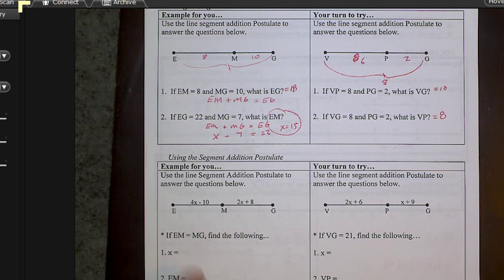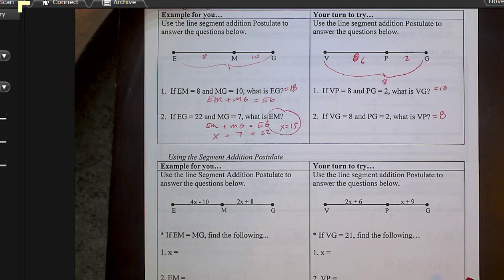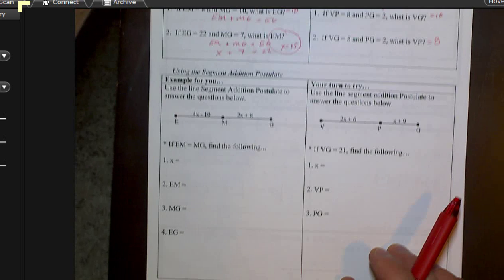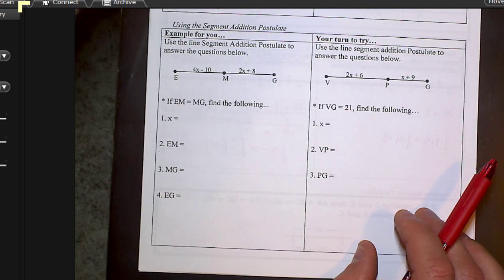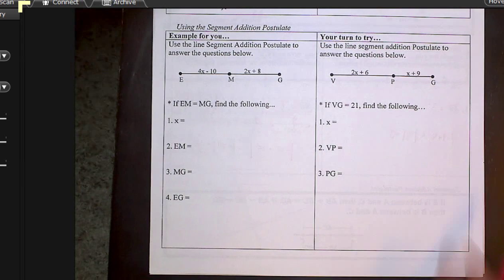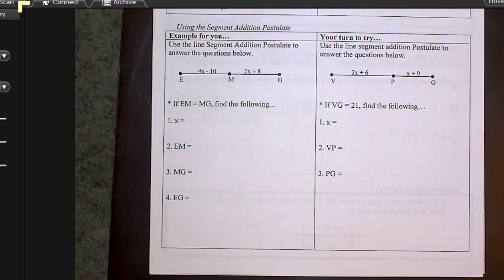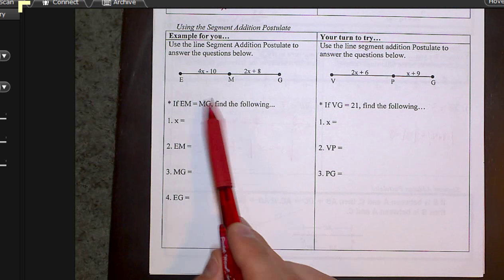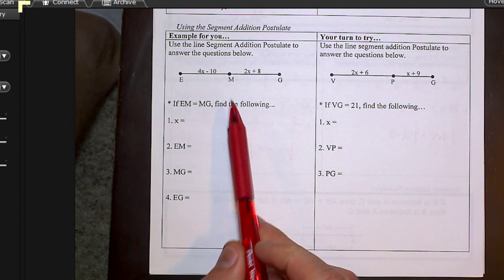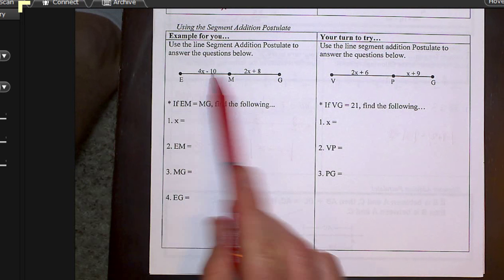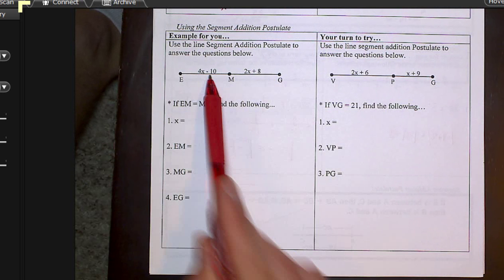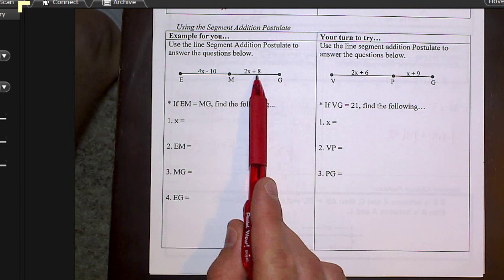All right, right below these are a couple of challenging problems that really make you use some algebra and apply the segment addition postulate using some of the skills you learned last year in Algebra 1. So, a very similar looking question, and it asks you to do something very similar to the problems above. Now you'll notice that on the segments, we don't have nice neat numbers like 7 or 10 or 8 or 2. We actually have algebraic expressions. In this case we have EM being 4x minus 10, and MG being 2x plus 8.